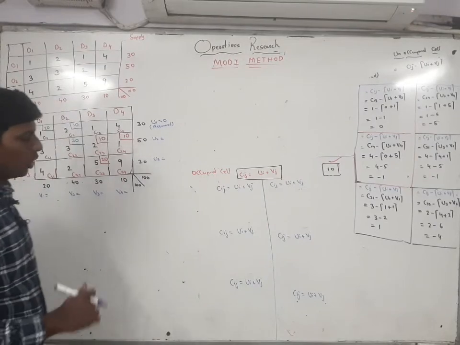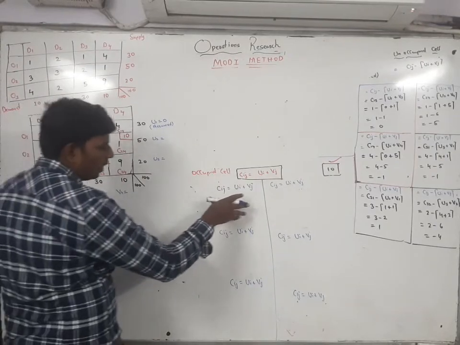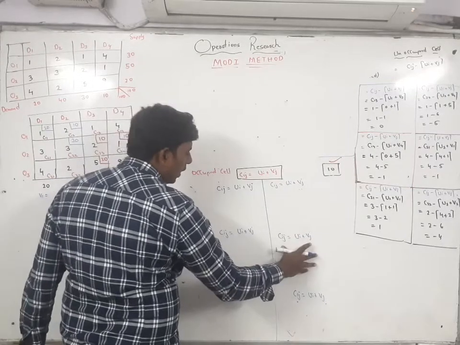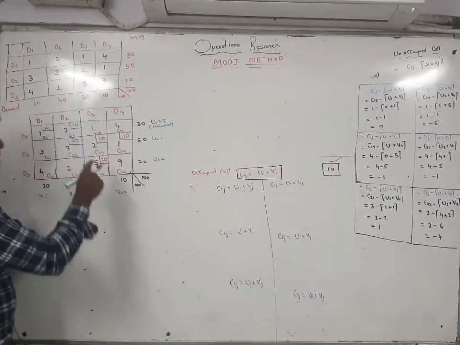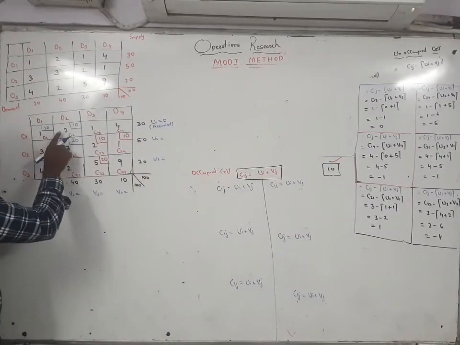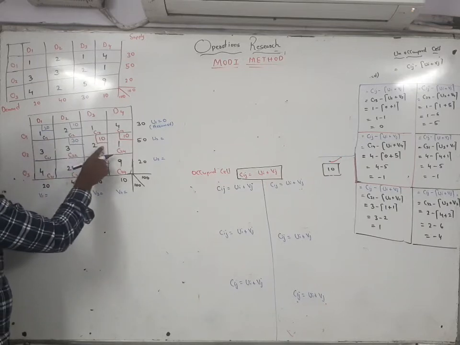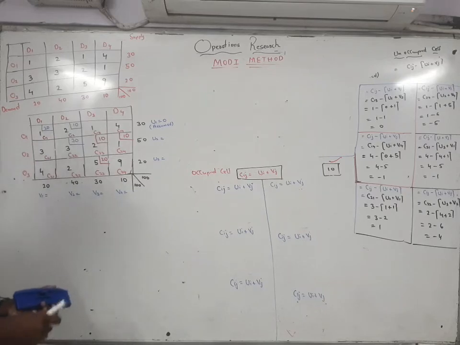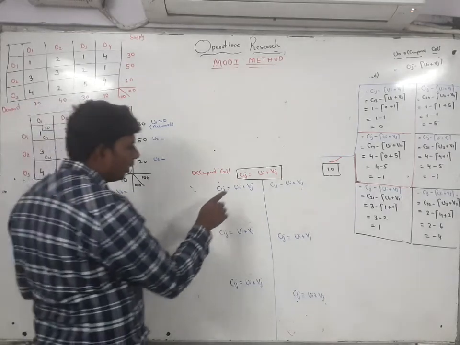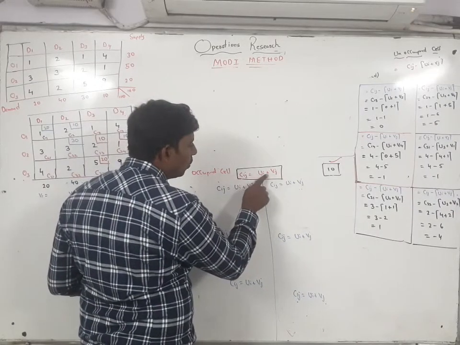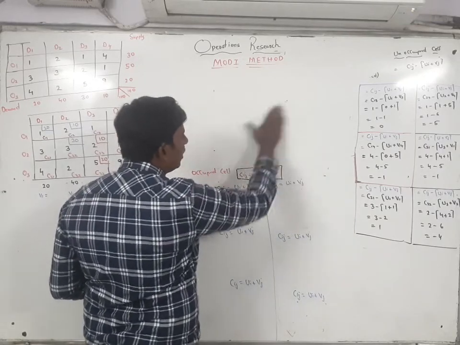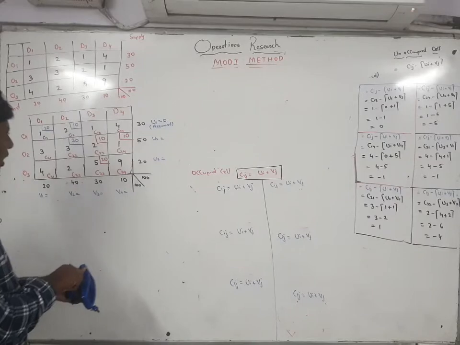Okay, for the occupied cells, how many did I write? Formulas 1, 2, 3, 4, 5, 6. I will count here. How many are there? Occupied 1, 2, 3, 4, 5, 6. Total, 6 are there. This is the formula. What is the formula? Cij is equal to ui plus vj. This is the formula.